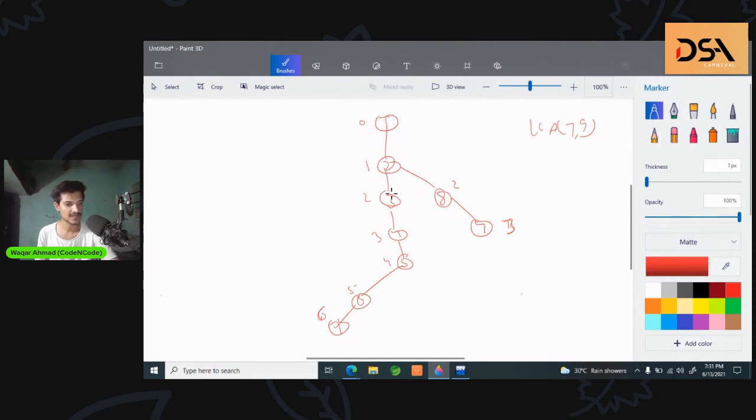I need to find LCA of 7 and 9, right? But 7 is at distance 6 while 9 is at distance 3, so of course this is much deeper. First of all, you have to bring this to the same level as the other node, so make it jump one by one. Let's say this is A and this is B. Now A becomes 6. Make it jump again, A becomes 5. Jump again, A becomes 4, and now both of them are at the same level.